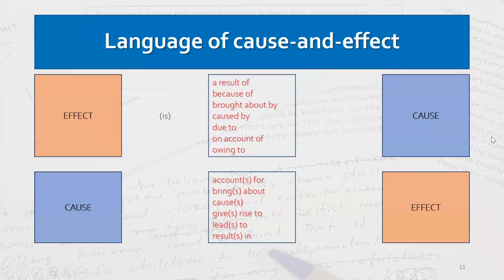After some of these words, actually you should use a noun phrase instead of giving a complete sentence. For example, as a result of something, as a result of overfishing, as a result of the ignorance of different people, because of something, right? We use a noun phrase after some of these words.